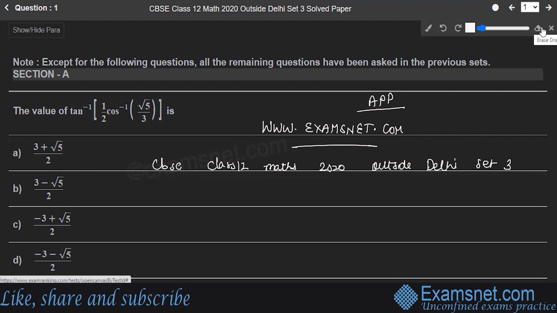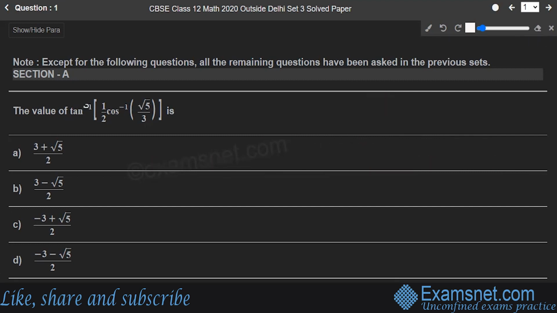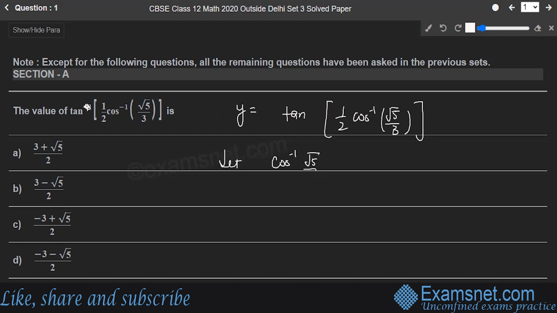The value of tan, this is a correction in the question. This is tan. The value of tan of half of cos inverse root 5 upon 3 is equal to. Let's say y is equal to tan of half cos inverse root 5 upon 3. Let's say cos inverse root 5 upon 3 is equal to x. This makes cos x equal to root 5 upon 3.